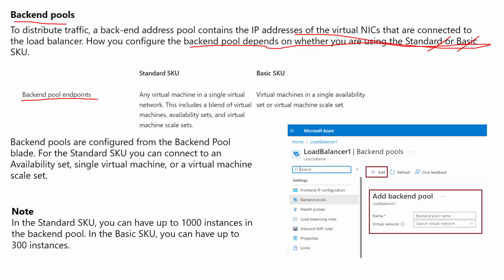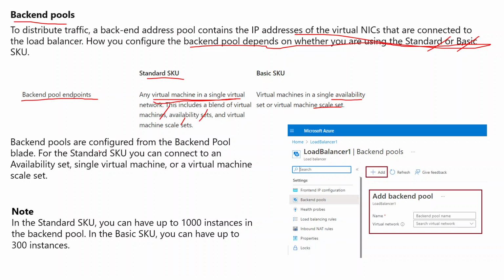Coming to the backend endpoints. In standard SKUs, you can use any virtual machine in a single virtual network, or you can use a blend of virtual machines, availability sets, and virtual machine scale sets, all at the same time. Coming to basic, you can use only one availability set or one virtual machine scale set at a single time. So these are the main differences between the standard and basic SKU.